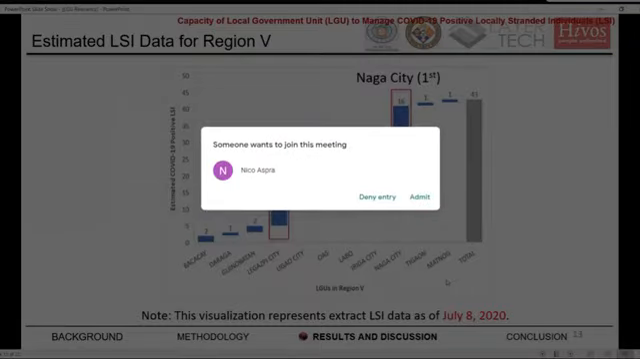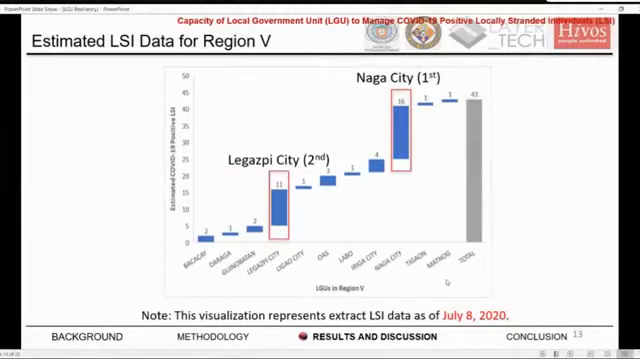So for the estimated LSIs, based on the DOH CHD releases as of July 8, 2020, Naga City was reported to have the most, while Legazpi City was reported to be the second. So again, these two cities are the major cities in Region 5.